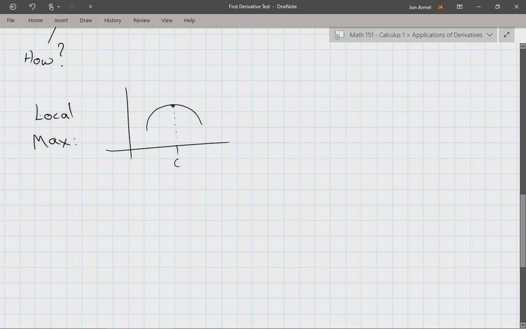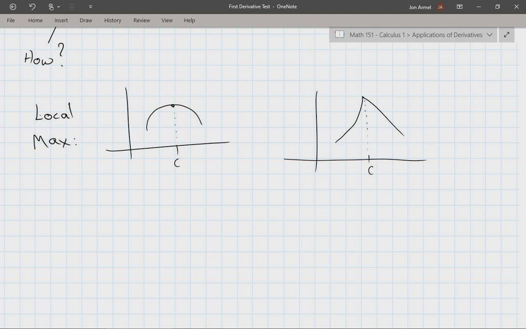You've got this point C here. That would be your critical point. Or you could have a local max, maybe something like this, where the derivative is undefined, and you could have that as your critical point. But the thing we want to realize is, what is the derivative doing not at C? We know what the derivative is doing at C, right? It's 0 or it doesn't exist. But what about before and after?